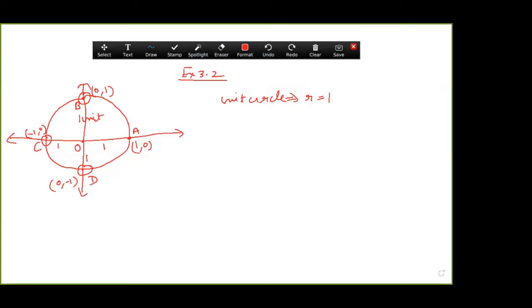Now what we will get from here when you observe the point A, coordinates are 1 comma 0. You can see here the value of the angle is 0. The terminal and original line both coincide with each other. This is cos 0 and this is sin 0. It means cos 0 is 1 and sin 0 is 0.